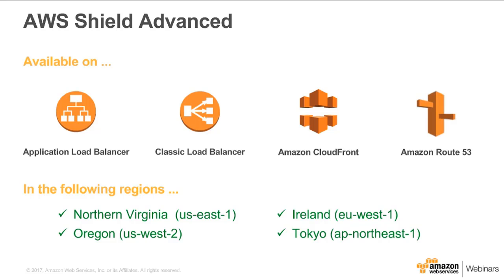And so say that you're hosting an application outside of these regions. For example, say that you're in our Singapore region. You're actually able to use CloudFront and Route 53, which are global services, to receive all of the traffic on behalf of your application and mitigate the attacks, and it doesn't matter if the application itself is hosted in an AWS region where Shield Advanced is available.